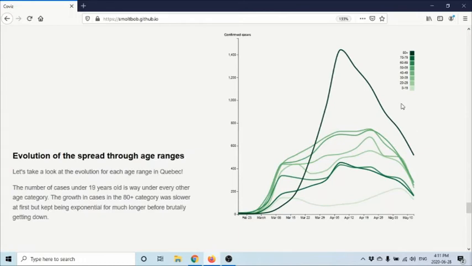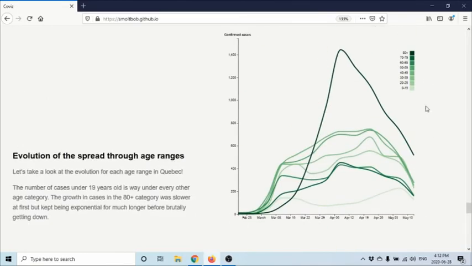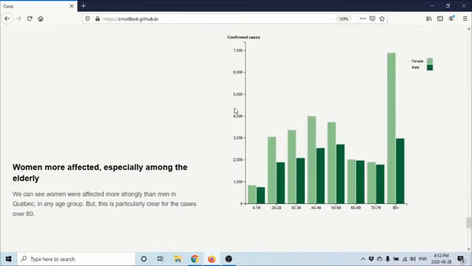Now, the next thing you might be interested in is a gender. We grouped, as you see, the genders in each age range that we had here. Now we see the distribution of the genders, female and male, for each group. As you see, women are affected more than male in all the age ranges. Especially this is very visible in the ages 80 and older.